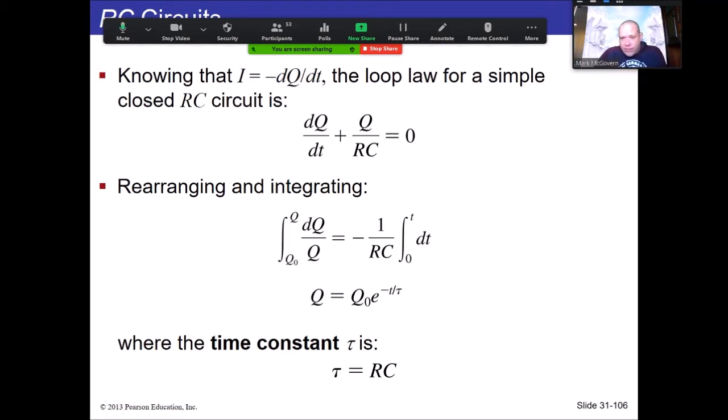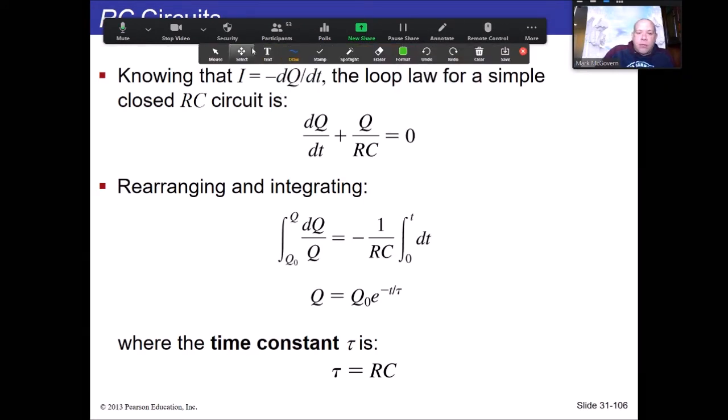Now notice my limits of integration on my charge here went from q naught to some later q. Again, because we start off with an initial charge on the capacitor, and then it discharges over time. So the final q is some smaller value of q. And anyway, we end up with the following relationship here.